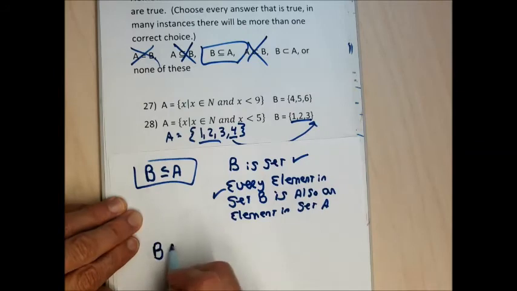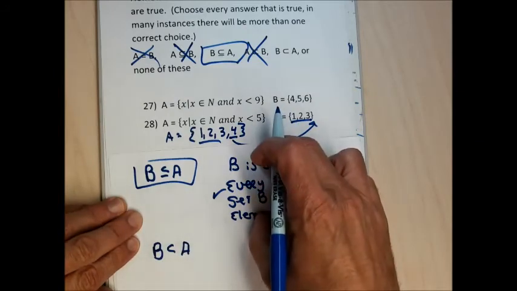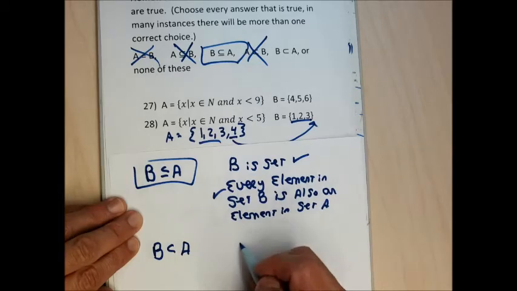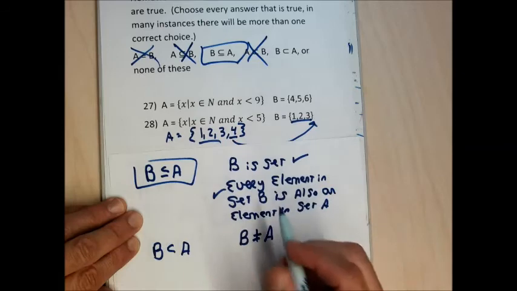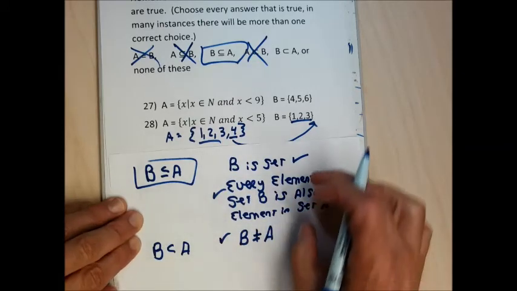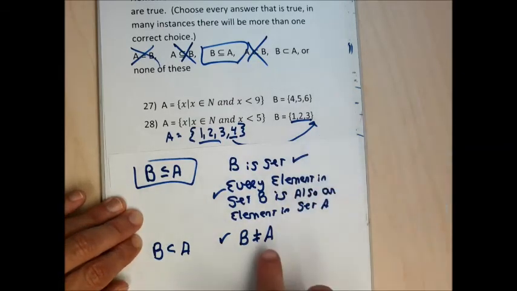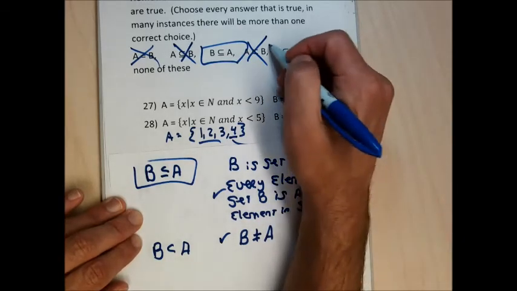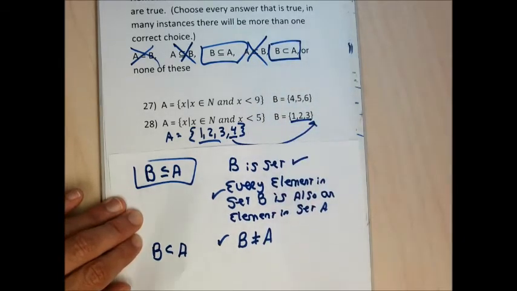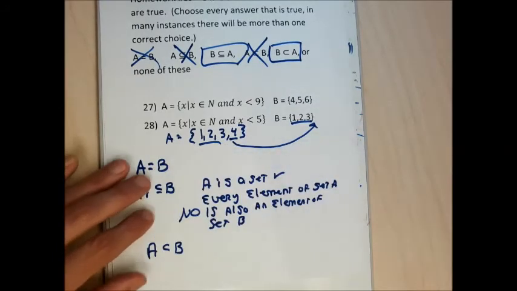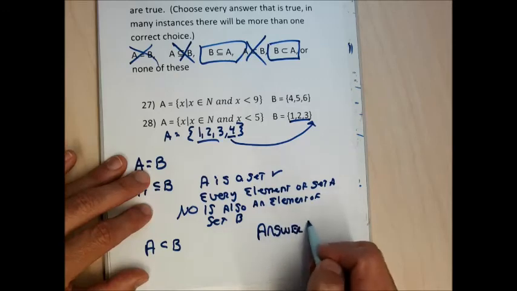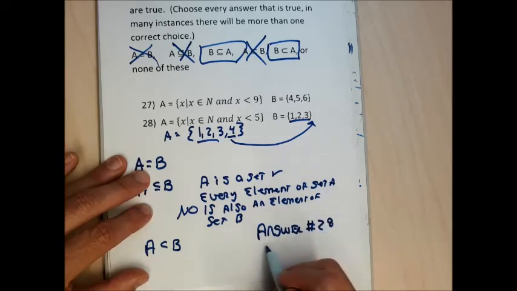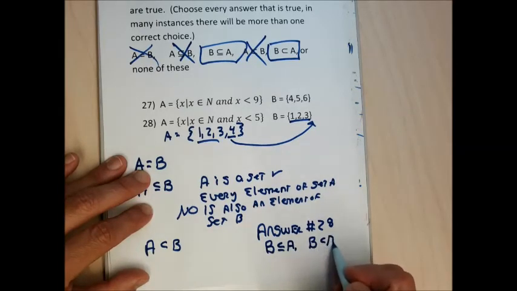Last choice is B a proper subset of A. I have to have the 2 rules for being a subset, and the sets can't be equal. And those sets aren't equal, so it's also a proper subset. It satisfies the 2 rules of being a subset, and then the 3rd extra rule for them not being equal. So that's also going to be true. My answer to 28 is going to be the 2 that I have circled: B is a subset of A, and B is a proper subset of A.